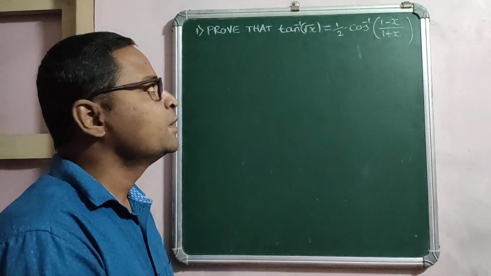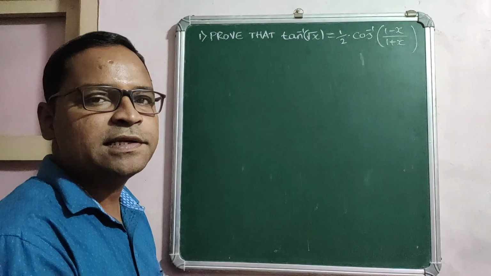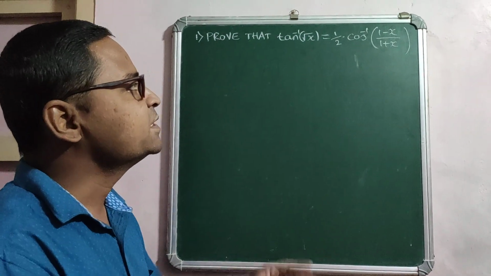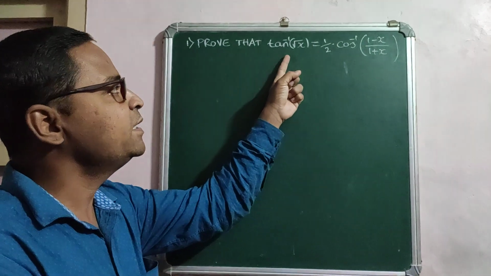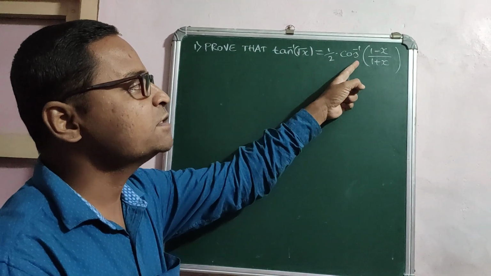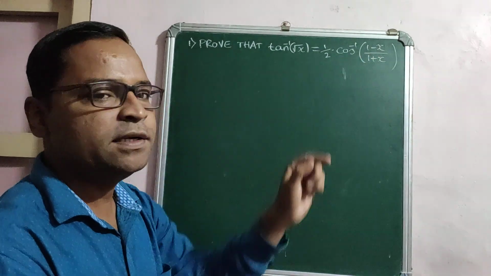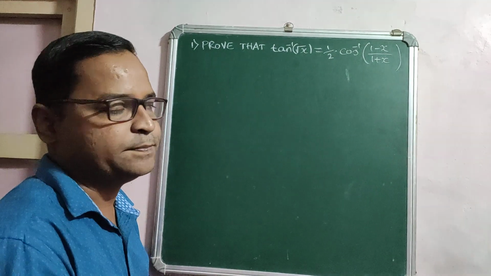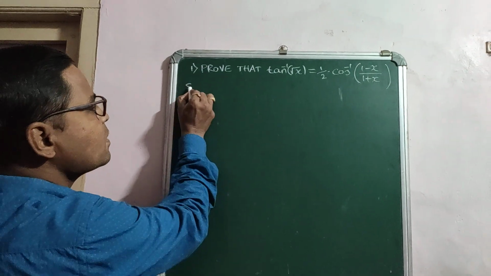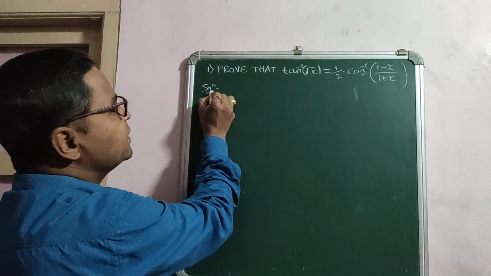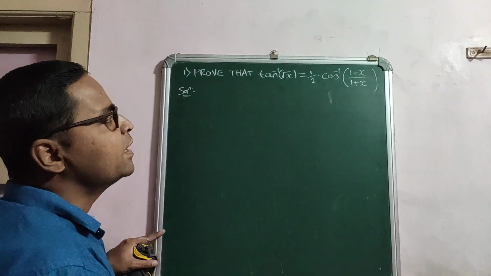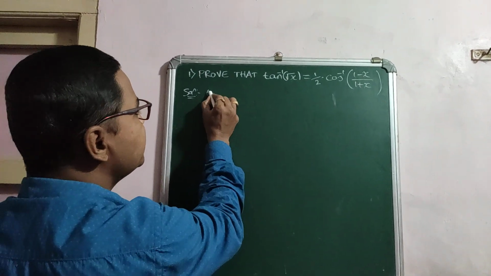Today we discuss some of the miscellaneous examples. In that, the first problem we consider is: prove that tan inverse of root x is equal to half into cos inverse of (1 minus x) divided by (1 plus x). For proving this result, we have the LHS part and we have the RHS part. I will consider the LHS part.